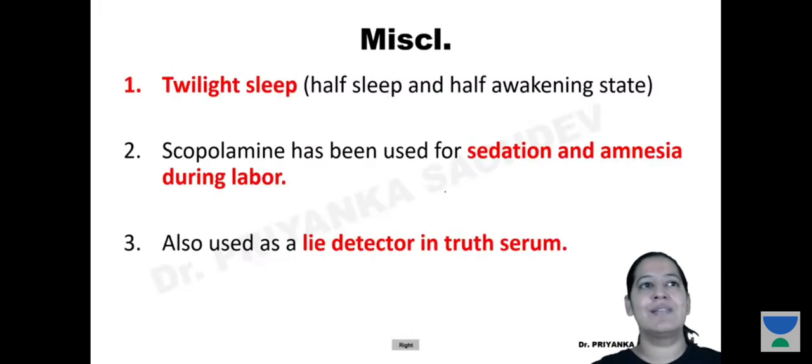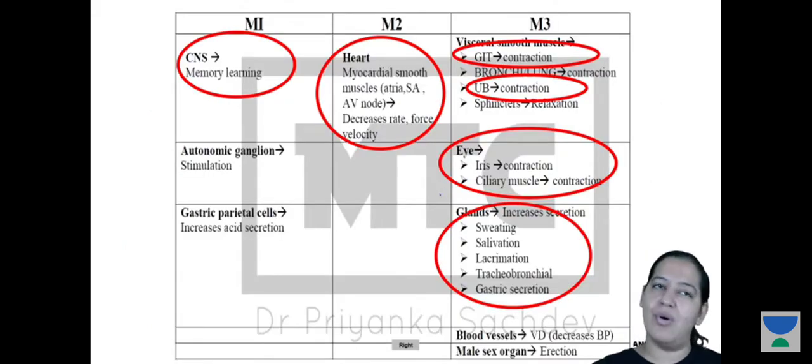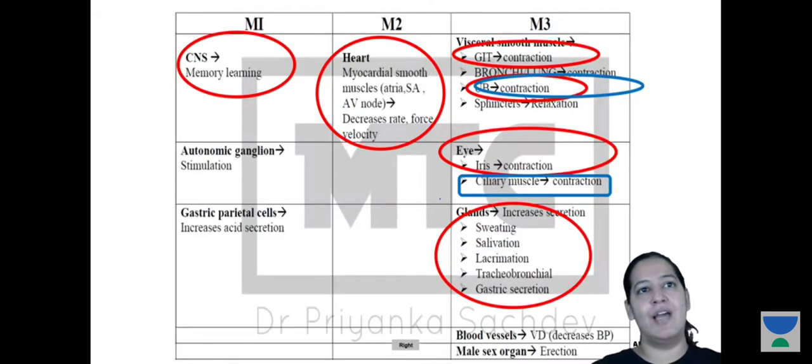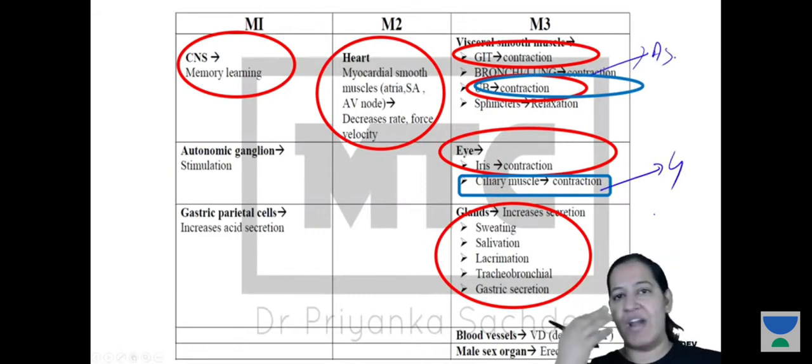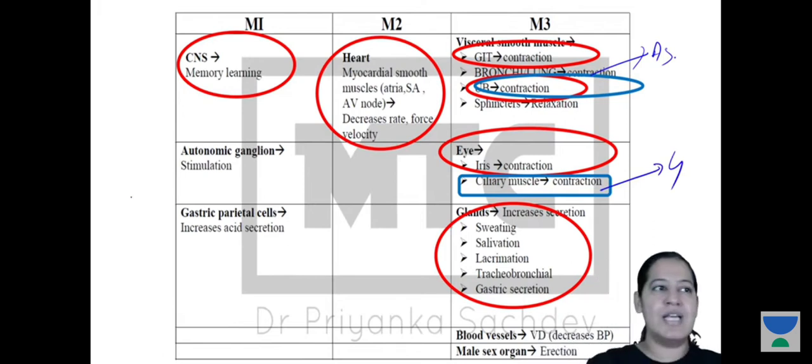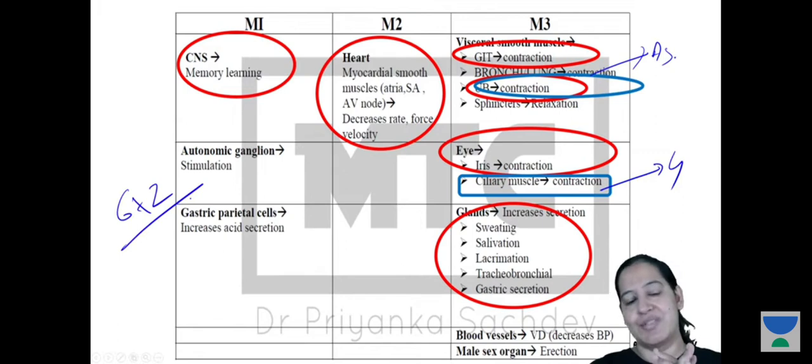So these are the 6 uses. After that, 2 adverse effects are there. You can read it on your own. One is asthma and another is glaucoma. So two adverse effects or contraindications are there. You know the reason. So 6 uses plus 2 adverse effects. So blue ones are the adverse effects, red ones are the uses. This is the way to learn it.